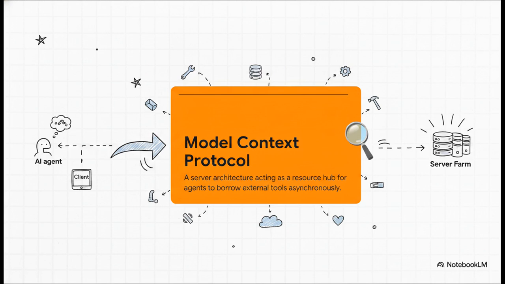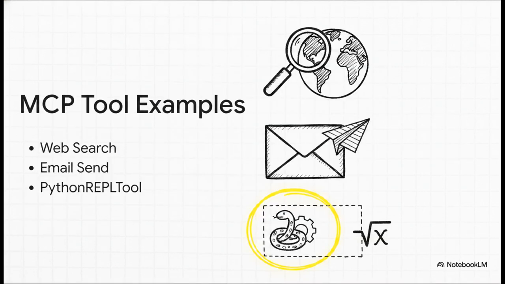When our AI agent needs to perform a task it doesn't natively know how to do, its MCP client reaches out to the MCP server using asynchronous calls. It basically asks, hey, what tools do you have available, and dynamically borrows the necessary function in real time. Now, what's really interesting about this toolset is the Python REPL tool. This is an experimental, highly powerful feature.